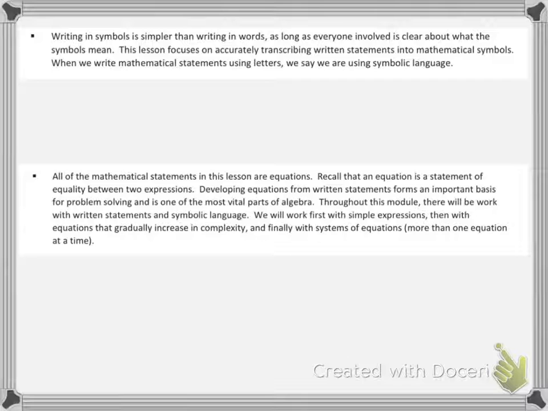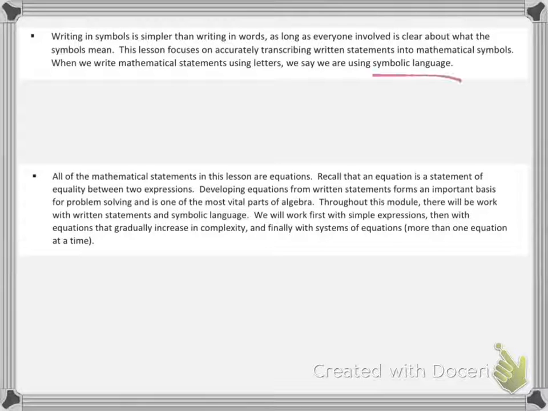Okay, today we're going to be talking about taking sentences and writing them in symbolic language. Writing symbols is simpler than writing in words, and as long as everyone understands what the symbols mean, it makes things much easier. Can you imagine trying to do mathematical operations with a sentence rather than an equation? So this lesson focuses on accurately transcribing written statements into mathematical symbols. And when we write mathematical statements using letters, we say that we are using symbolic language.